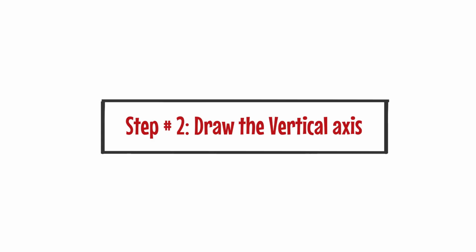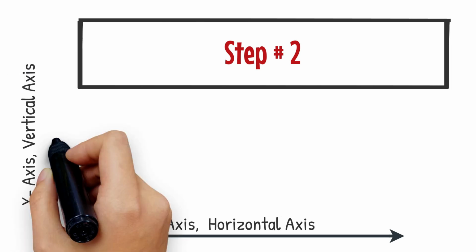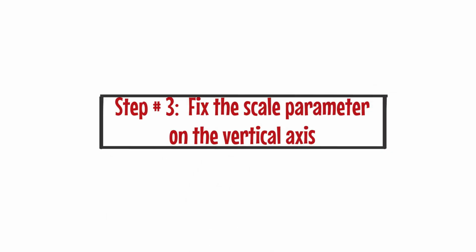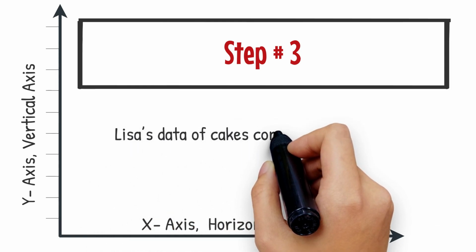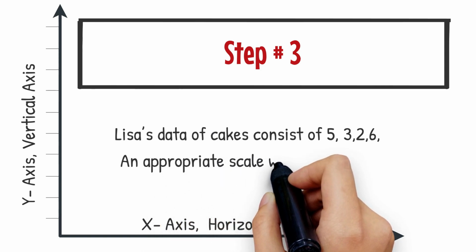The second step is to draw the vertical axis. We call it the y-axis. This axis represents the value of each category. For Lisa, this axis will represent the number of cakes she bought. The third step is to fix the scale parameter of the vertical axis. Lisa's cake data consists of numbers like 5, 2, 6, and 3. So, the appropriate scale would be 1 to 10.